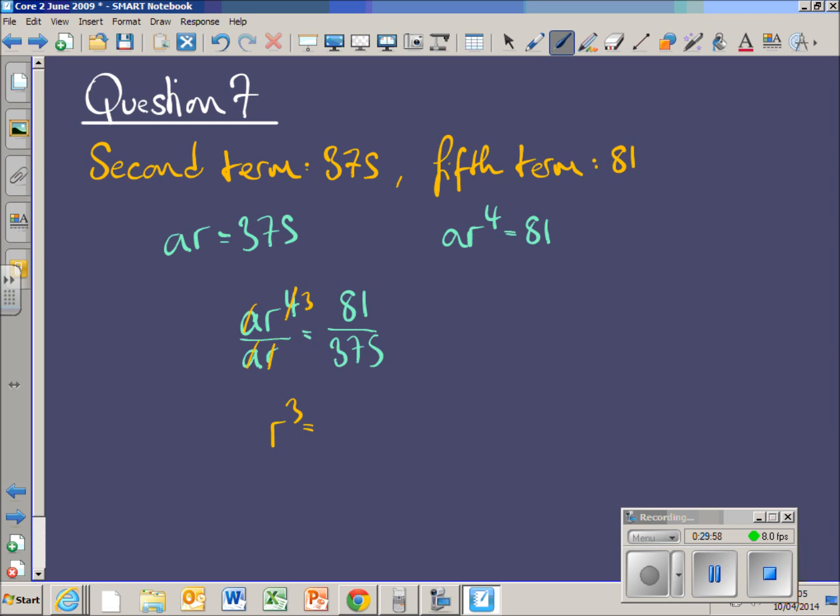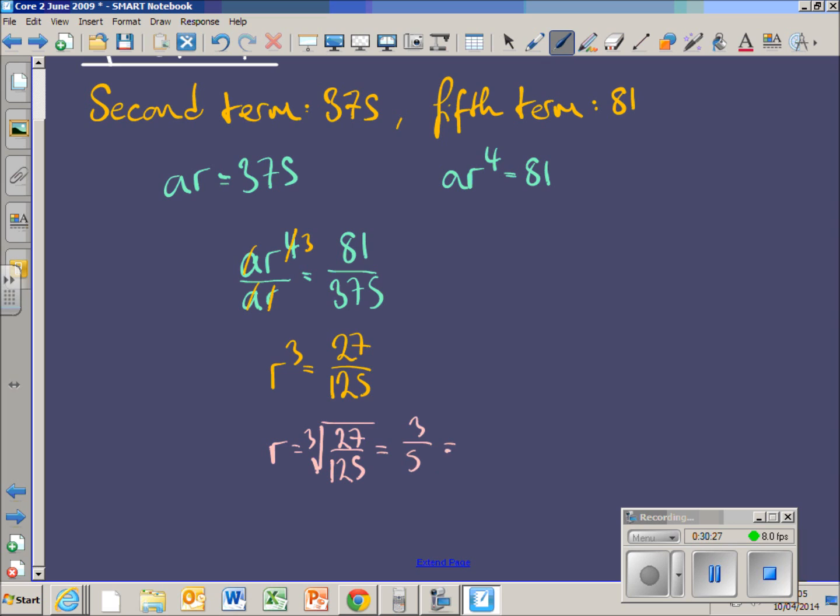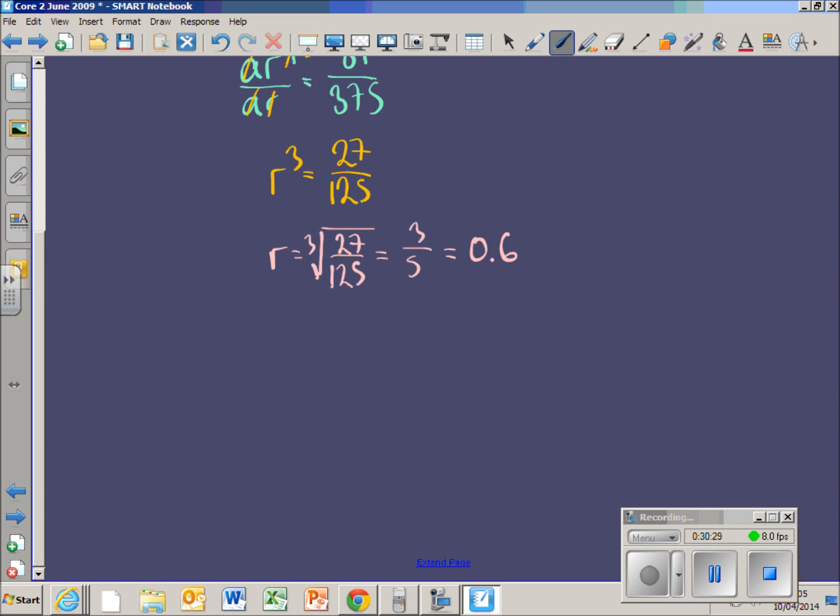Now, they both have 3 as a factor, don't they? So if I divide the top by 3, I get 27. If I divide the bottom by 3, I get 125. Can everyone see that? Okay, so now I'm just going to cube root it to find out what r is. The cube root of 27 is 3, and the cube root of 125 is 5. So this is just 3 over 5, which is 0.6. So r is 0.6.